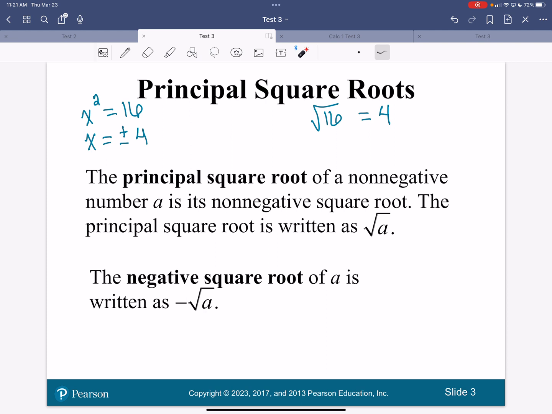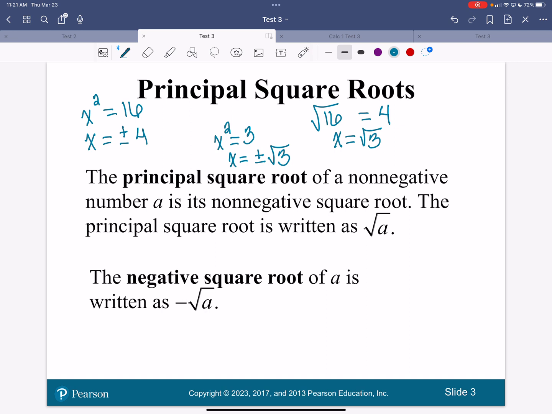So very often, as we move through this process, if you see something like x squared equals 3, x is going to be the positive and the negative value of the square root of 3. But if you see x equals the square root of 3, then we're only talking about the positive value. That's all we're talking about with that. So I just want you to be aware of this definition of principal square root.